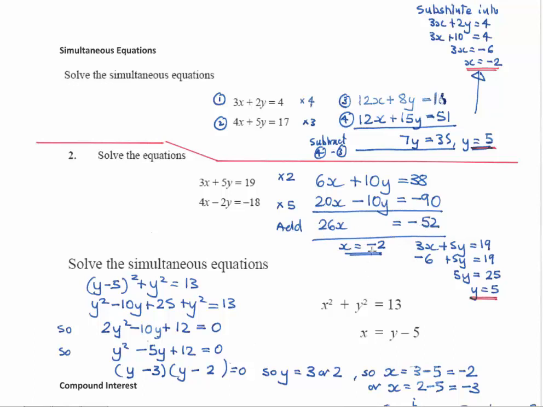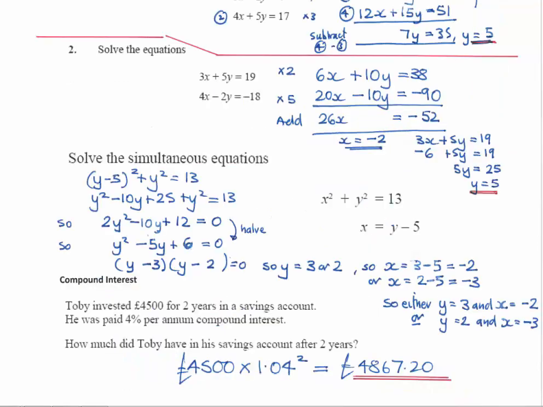And then I substitute that value into one of these equations. 3x plus 5y is 19. Well, x is minus 2, so 3 lots of that is minus 6. Add 6 to both sides. I get 5y is 25, and so y is 5. So my answer is x is minus 2 and y is 5.